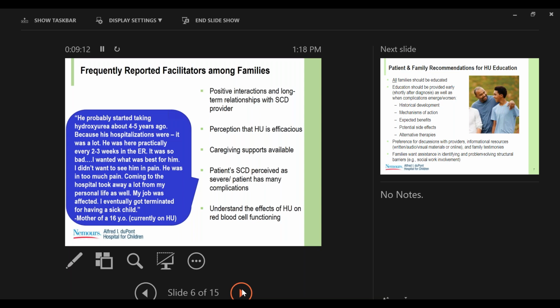And then understanding the mechanisms of action, so not just that hydroxyurea works, but how it works. How does it impact red blood cell functioning? This was something that a lot of families on hydroxyurea discussed as being important for why they chose to start the treatment.